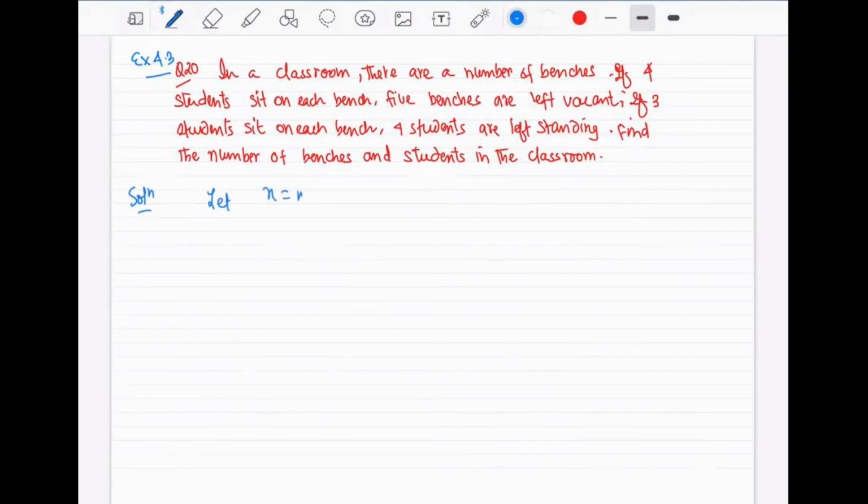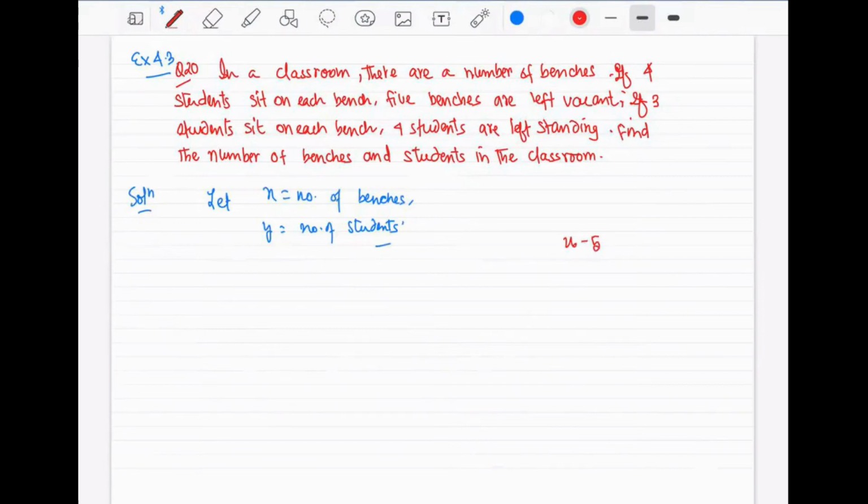Let x be the number of benches, okay? And y is equal to what? The number of students. Let's see if we are able to make the given conditions into equations. Look, 4 students are sitting on each bench. The number of benches is x. But for the first condition, all the benches are not utilized. How many are left? 5 are left. So out of the number of benches x, we are able to utilize only x minus 5. 5 of them are left out, right?